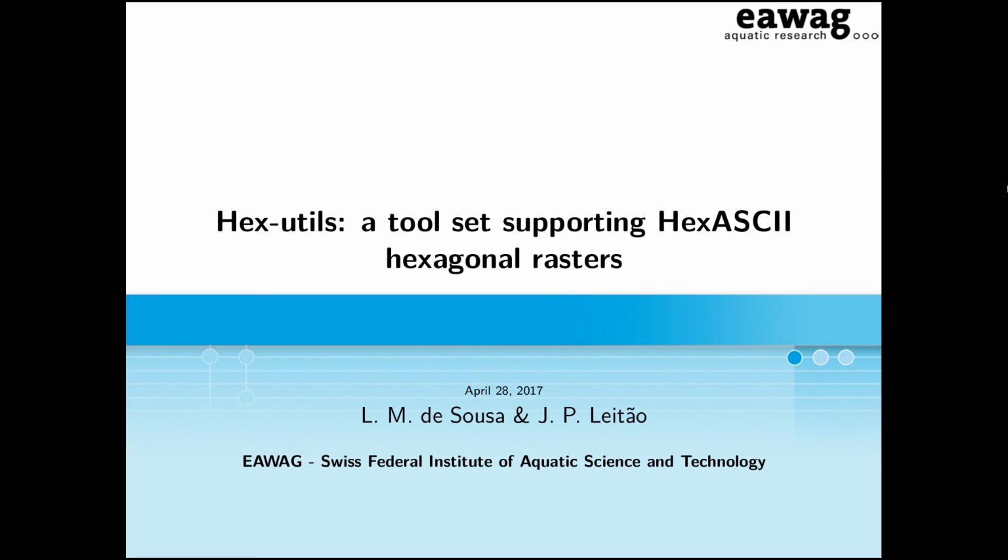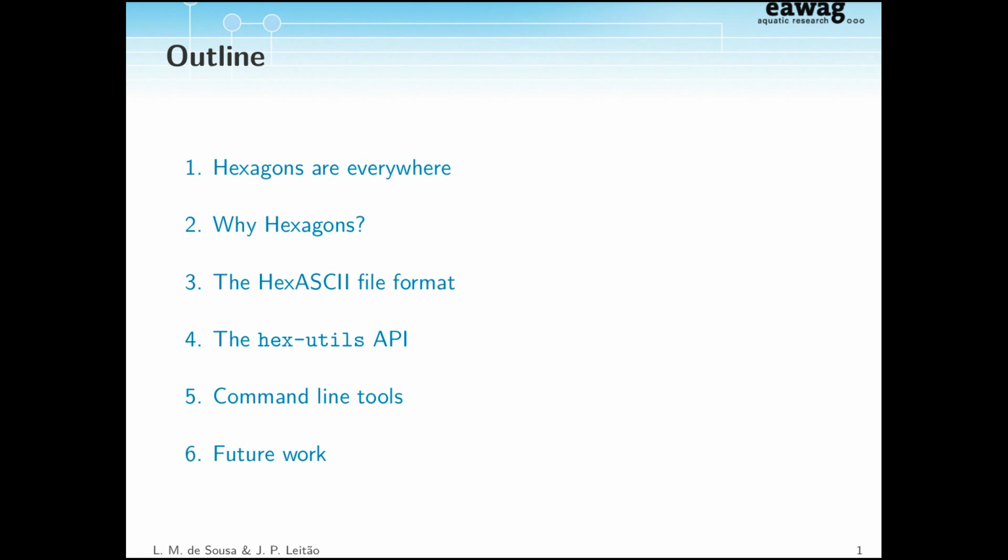I'm going to present to you this package called Hex-Utils, a set of tools supporting hexagonal rasters. This is the outline of this address. I will briefly talk about hexagons, and then I will try to justify why they should be used in GIS. I will then follow on by presenting briefly the HexASCII file format, and then the Hex-Utils API that allows us to work with this file format.